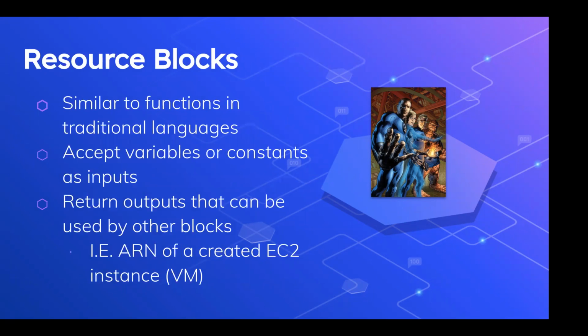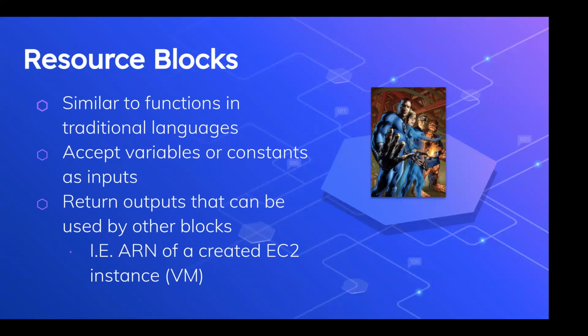So starting with resource blocks, these are similar to functions in traditional programming languages. So we could have something to create an EC2 virtual machine, a database, et cetera, et cetera. It accepts variables or constants as inputs. These are all very well documented on the HashiCorp website. And they return outputs that can be used by other blocks if necessary, or other modules.